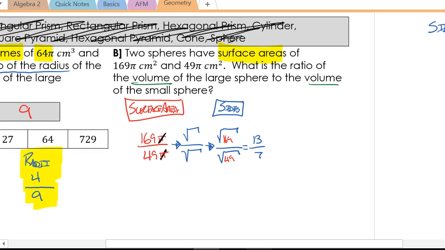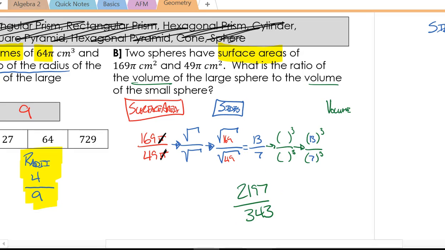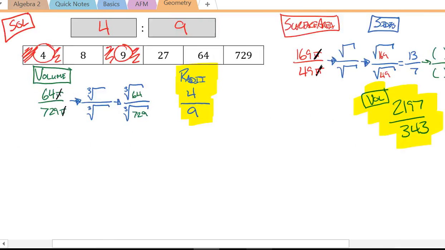Now we're going to turn these into volumes, meaning that we want to take this 13 over 7 and cube it. So we get 13 cubed over 7 cubed, which is a ratio of 2,197 to 343. I look to reduce this down again. It cannot. So this is my ratio of volumes.